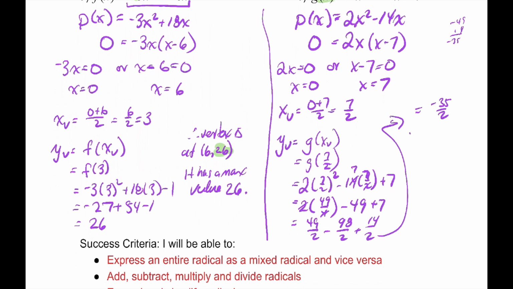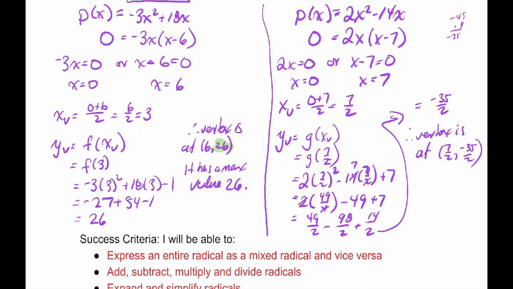So therefore the vertex is at 7 over 2, negative 35 over 2. And because this parabola, or this quadratic equation, has a positive a value, that means it's opening up. So that means that there must be a minimum value of negative 35 over 2.